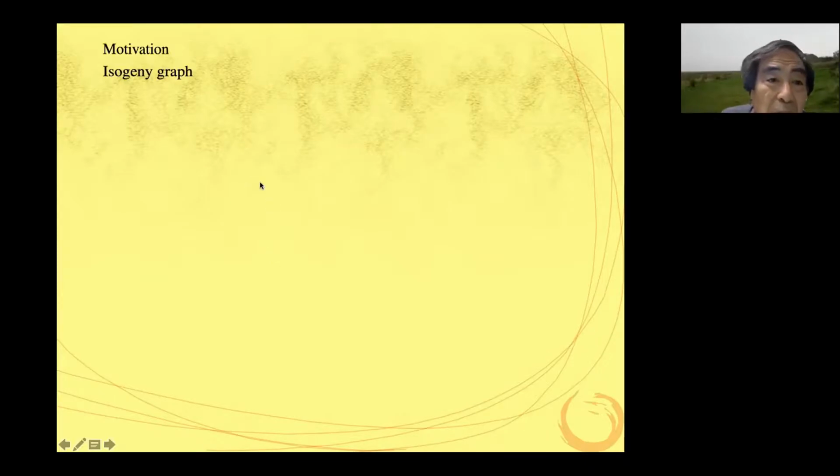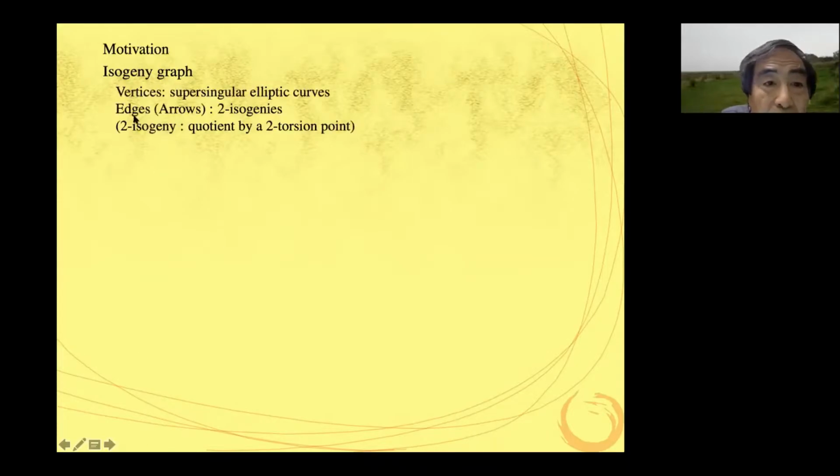We first consider the isogeny graph. What is this? For vertices, we consider supersingular elliptic curves. And for the edges or arrows, we consider 2-isogenies. A 2-isogeny means a quotient by a 2-torsion point of an elliptic curve. First, we take one supersingular elliptic curve, and we consider the quotient 2-isogeny. So for each elliptic curve, we have three 2-isogenies because we have three 2-torsion points.